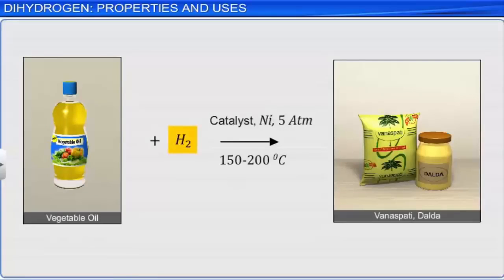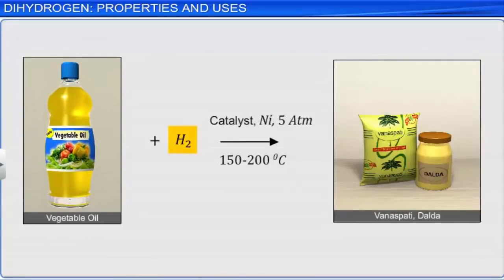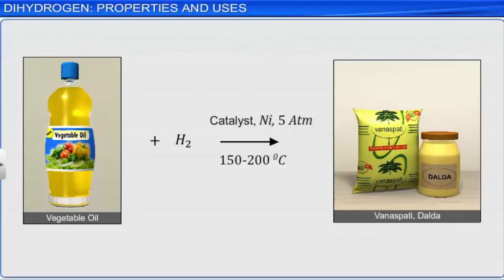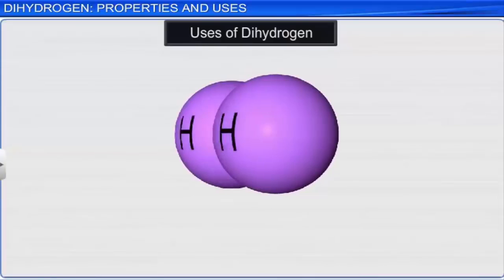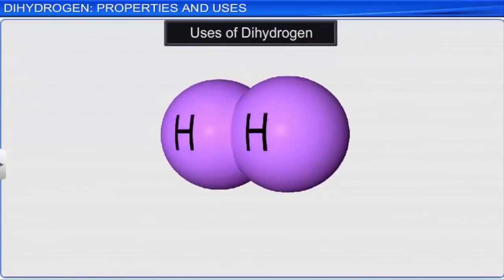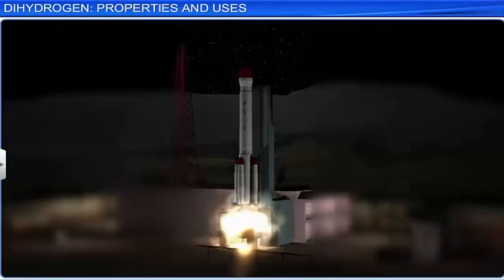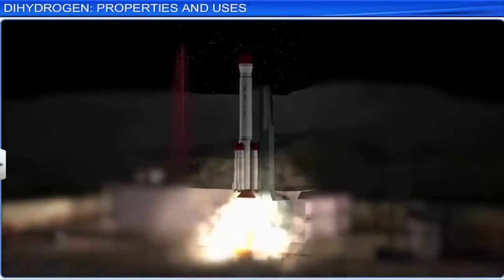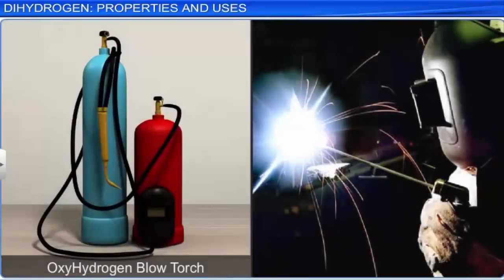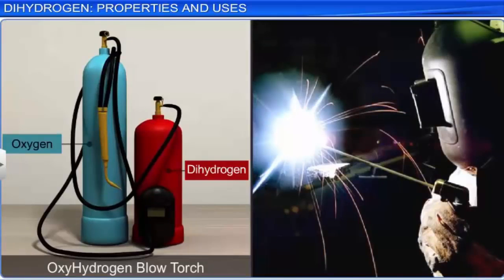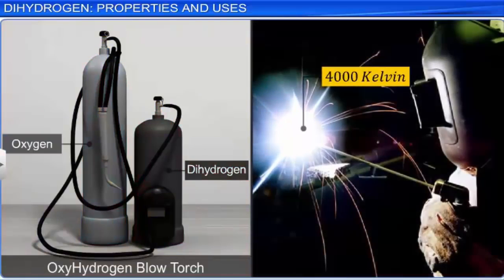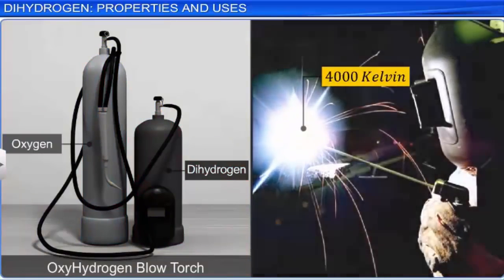Dihydrogen reacts with vegetable oils in the presence of finely divided nickel as a catalyst to give hydrogenated products such as edible fats. Because of its unique properties, like forming non-polluting products and burning in air, dihydrogen gas has many commercial uses. It is used as rocket fuel because of its high calorific value. An oxyhydrogen blowtorch, used for cutting and welding purposes, uses dihydrogen and pure oxygen. The reaction produces temperatures of up to 4000 Kelvin.